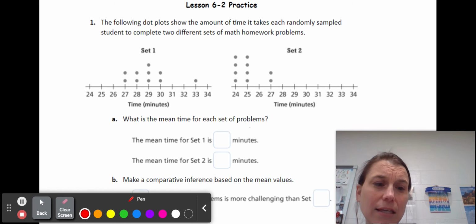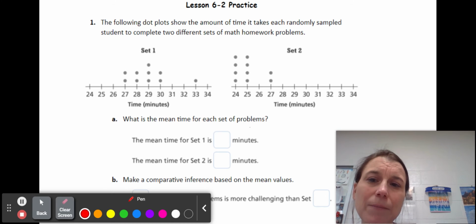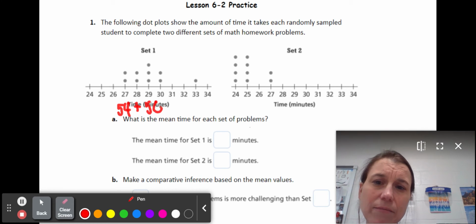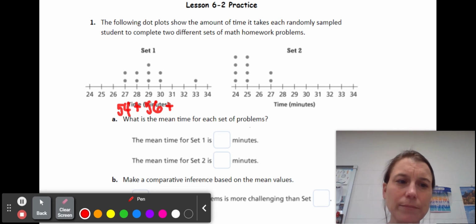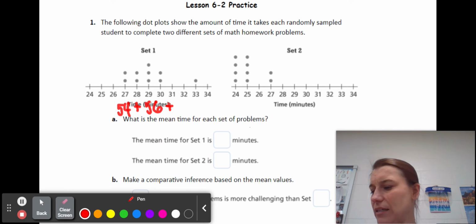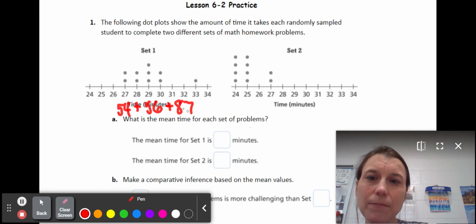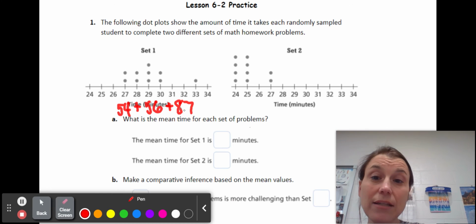The easiest way to find the mean here, I think, because the data is already clumped together, is to say 2 times 27 is 54, 2 times 28 is 56, and 3 times 29, I'm going to do that because I don't know that one. So 3 times 29 is 87. And we had two 30s, that's 60. So where am I getting these numbers from?